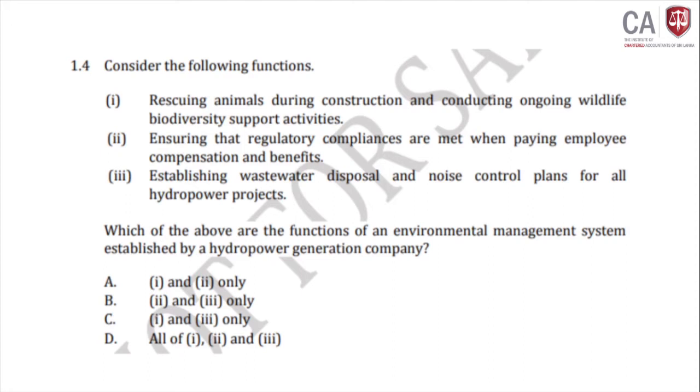So number 2 is the only control that doesn't relate to the environmental management system. Therefore, 1 and 3 only, that should be the answer. So 1 and 3, that is answer C. That makes C your answer.